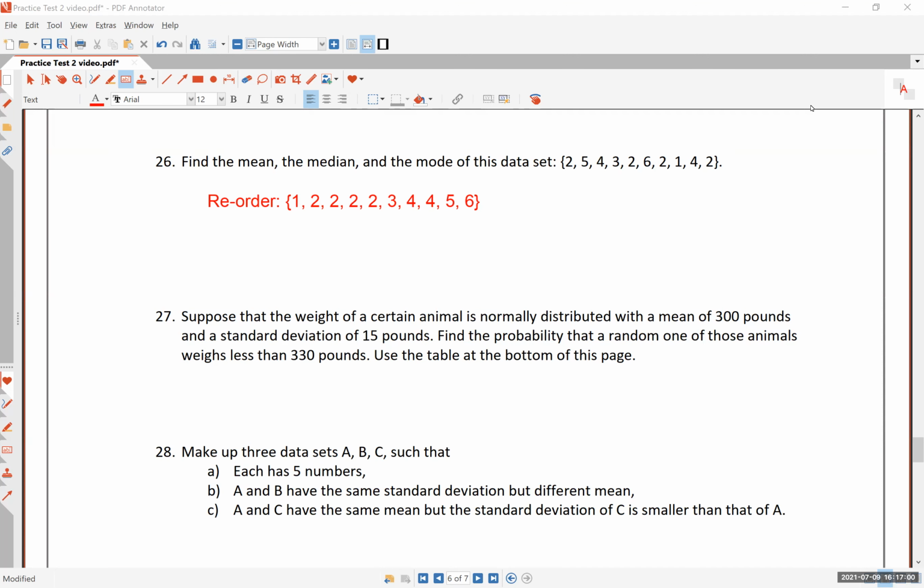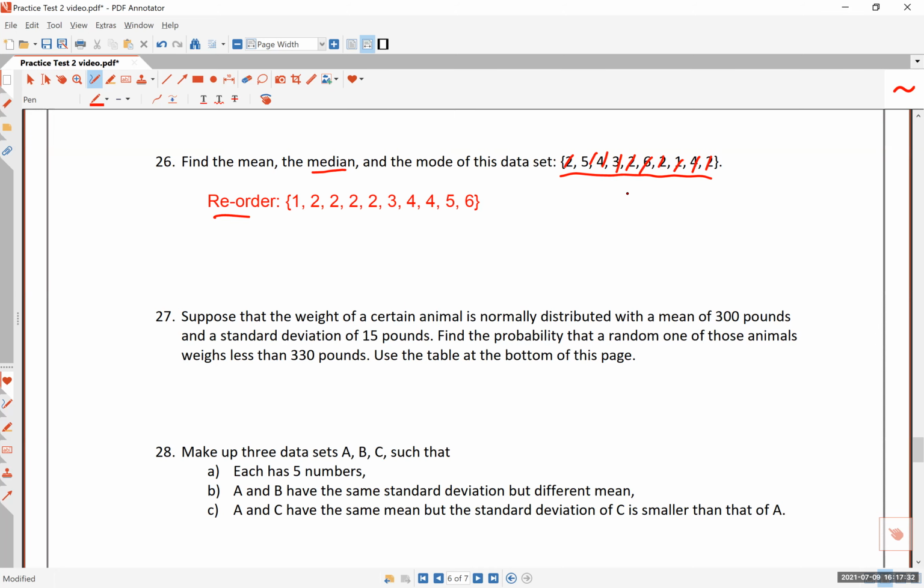All right, number 26, find the mean, the median, and the mode of this data set. Now you notice here, this data set is not given in ascending or descending order, right? So the first thing you should do, since you have to find the median eventually, is to reorder this, okay? So you say, all right, it's 1, and then 2, 2, 2, 2. You have 4 occurrences of 2, and you have 3, 4, 4, and then 5 and 6.